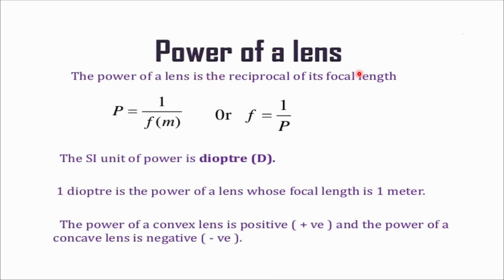Next important parameter is called the power of a lens. The power of a lens is the reciprocal of its focal length. That is denoted by capital P equals 1 by f. The unit of the focal length is the meter, so the SI unit of power is the diopter. It is usually denoted by capital letter D. One diopter is the power of a lens whose focal length is 1 meter. The power of a convex lens is positive because f is positive. The power of a concave lens is negative because f is negative for a concave lens.